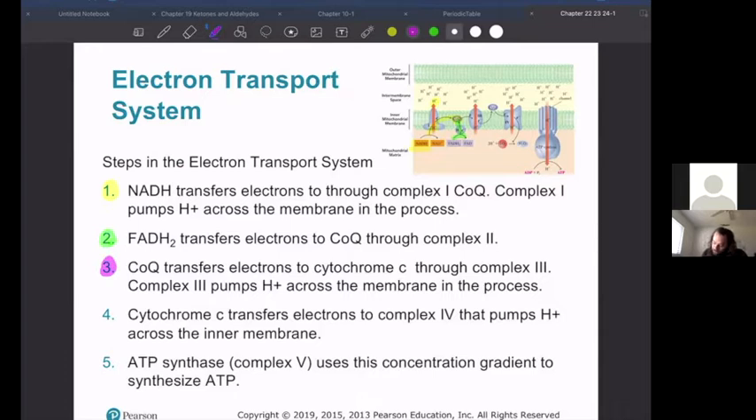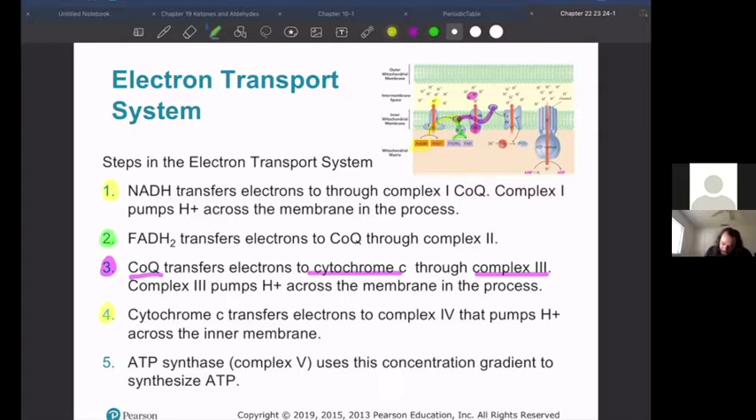All right, so now step 3 is coenzyme Q transfers those electrons that it got to cytochrome C through complex 3, right? So coenzyme Q transfers to cytochrome C through complex 3, and in that process, complex 3 pumps protons across that intermembrane space. Okay, so electrons are being transported, starting out on either NADH or FADH. They're going through these series of complexes, and as those electrons are getting passed, they're pumping protons across this gradient, right? So they're using the energy of passing that electron in order to create this concentration gradient.